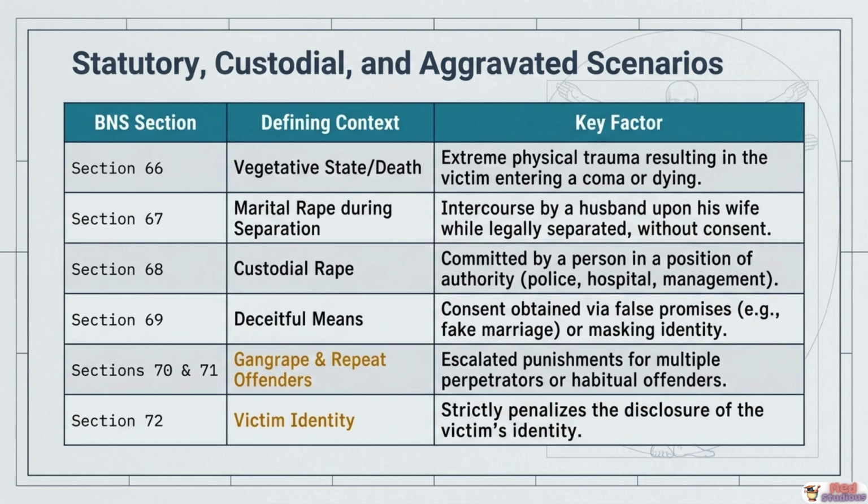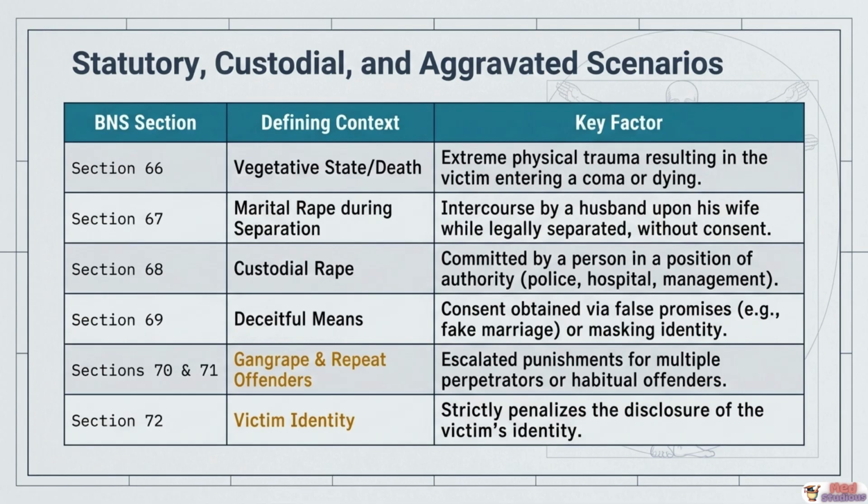BNS Section 67 addresses marital rape during legal separation, a husband having non-consensual intercourse with his wife while a formal judicial separation order is in effect. This is a legally recognized and punishable offense. BNS Section 68 governs custodial rape, perpetrated by individuals in positions of authority or custody over the victim, including police officers, prison wardens, hospital management personnel, armed forces members, and public servants. The trust relationship that defines custody fundamentally elevates culpability.